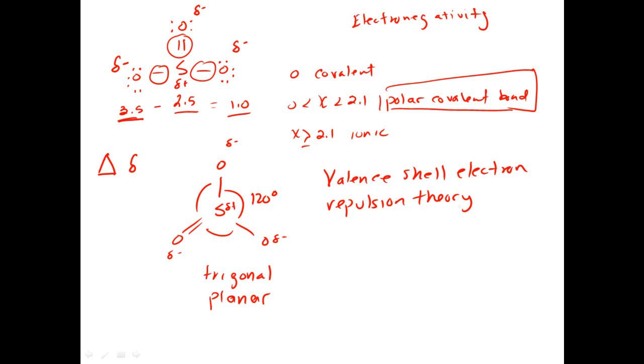And what valence shell electron repulsion theory says is that a non-bonding electron interacting with another non-bonding electron is the most repulsive. Then non-bonding with bonding is the next, and then bonding with bonding is the least of these three.